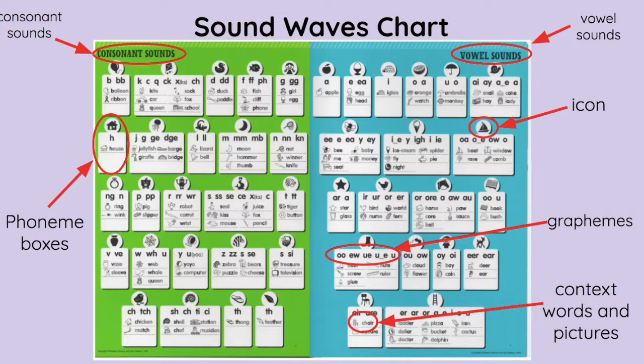And within each phoneme box, it also has a picture, which is associated with a chant and action to assist the students in finding the sound on their chart. Each phoneme box also has context words and context pictures that go with each of the graphemes. So for example, if you have a look at the balloon, under it you will see a B by itself, and then you will see two B's together. Then under that you will see the context word, which shows you where the sound can be found in the word.